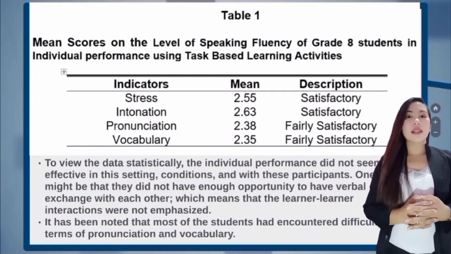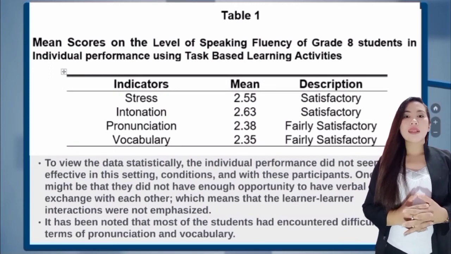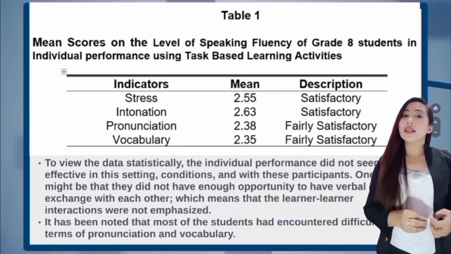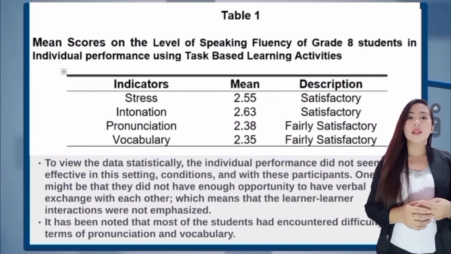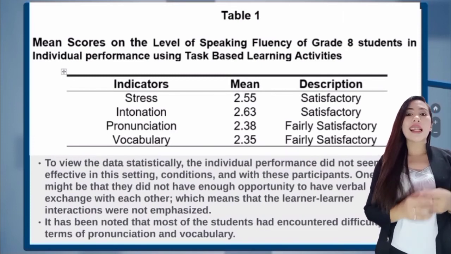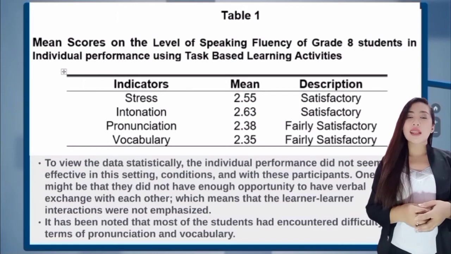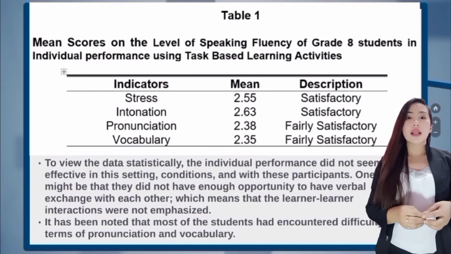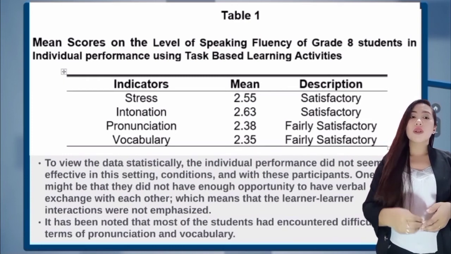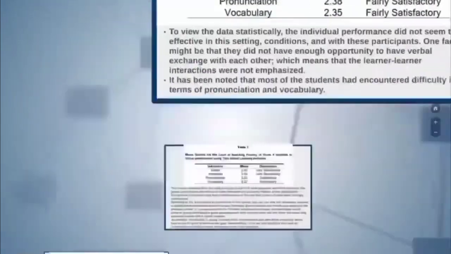To view the data statistically, the individual performance did not seem to be effective in this setting, conditions, and with these participants. One factor might be that they didn't have enough opportunity to have a verbal exchange with each other, which means that the learner-to-learner interaction was not emphasized. It has been noted that most of the students had encountered difficulty in terms of pronunciation and vocabulary as seen on the table, for their descriptive rating falls on the fairly satisfactory level.